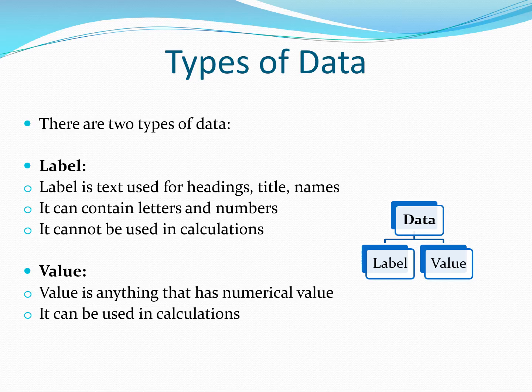Types of data. There are two types of data in MS Excel: label and value. Label is text used for headings, title and names. So label can contain letters and numbers. It cannot be used in calculations. But value is anything that has the numerical value, and value can be used in calculations.